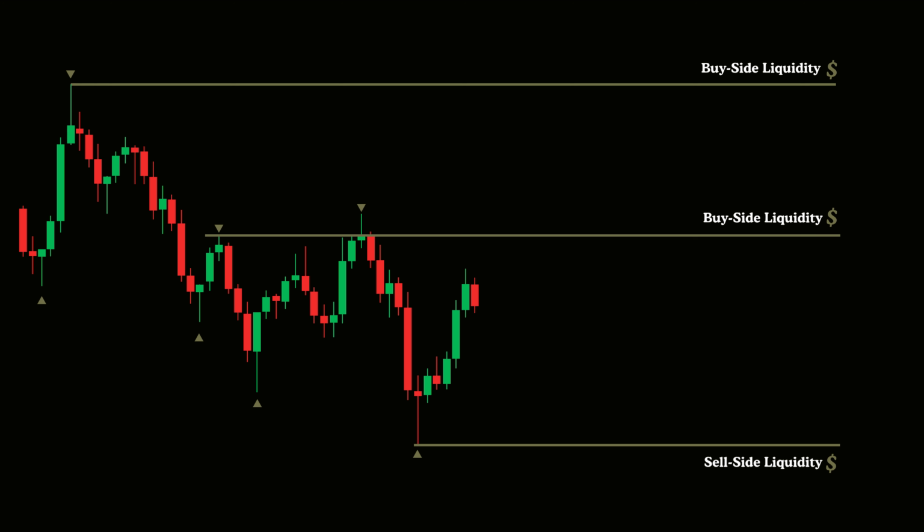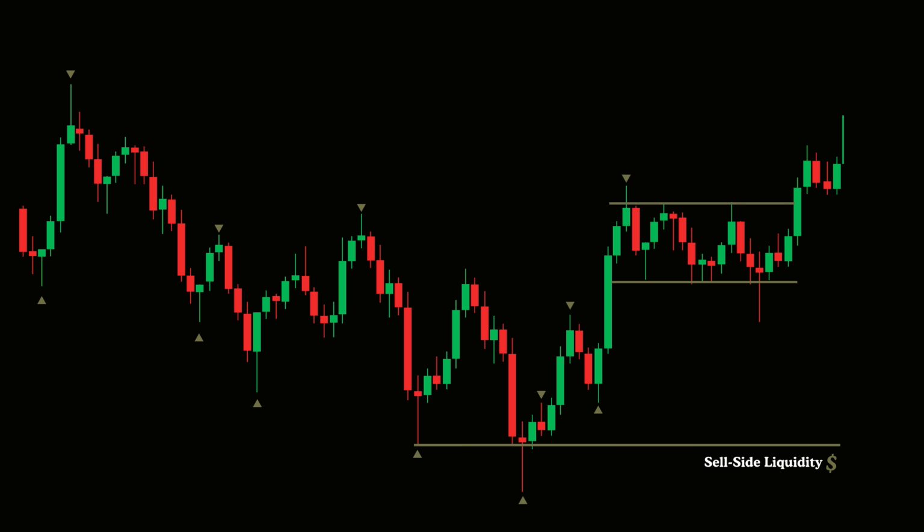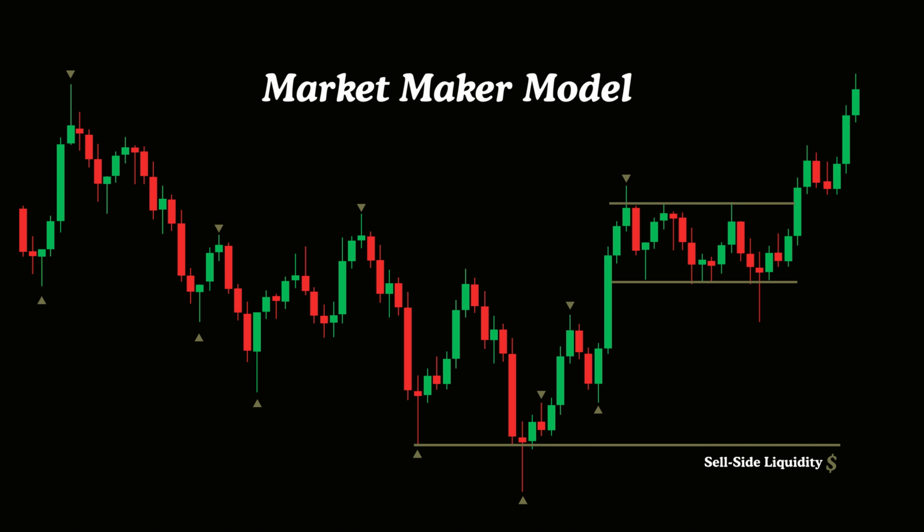Once the stops below the lows are triggered and that liquidity is collected, the market often reverses direction and travels upward to capture the liquidity resting above the highs. However, there are times when the price consolidates within a range, forming liquidity on both sides. Once liquidity is taken from one end of the range, the market often transitions to the opposite side to continue the ongoing cycle. This idea forms the foundation of what's known as the market maker model.